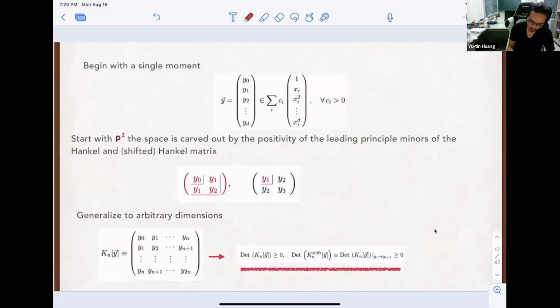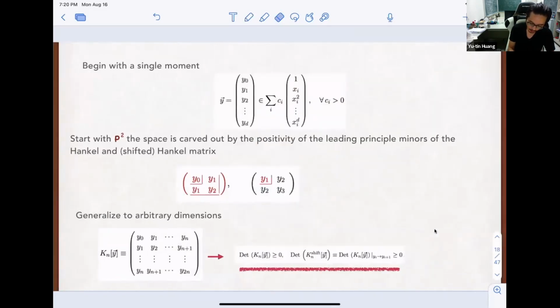So in other words, all you need to require is the Hankel and the shifted Hankel for that problem. So this is a Hankel Y0, Y1, Y2. The shifted just means that all the elements are shifted by 1. So you require the positivity of these two Hankel matrices. And then this corresponds to the space that I've just carved out.